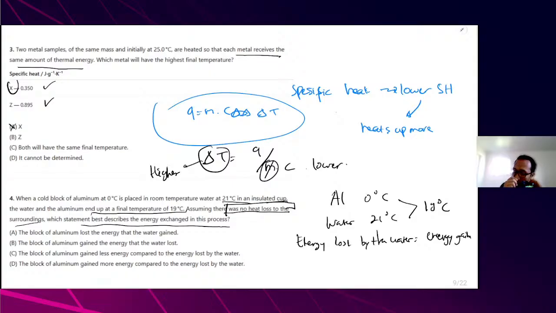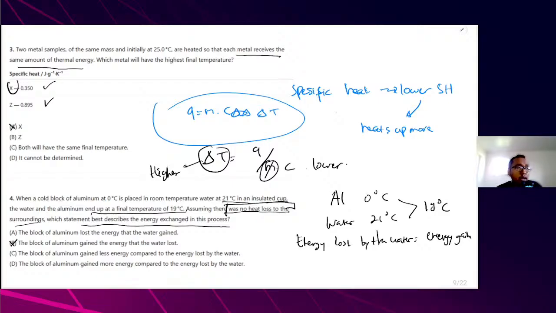Yes. Then the water loses energy, because as you can see, the aluminum will absorb the heat from the water and its temperature increases, which means the aluminum gains energy. The water's original temperature is 21, but when both are combined it decreased to 19 degrees Celsius, which tells us that the water lost energy, not gained energy. So the answer will be B. Number 4 is B.